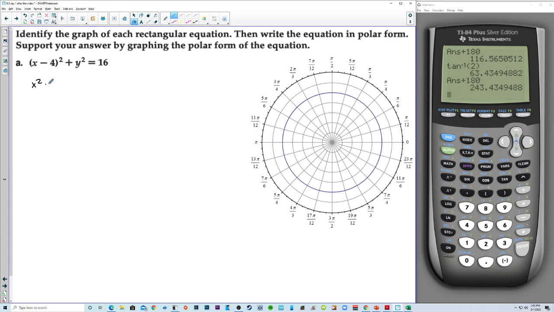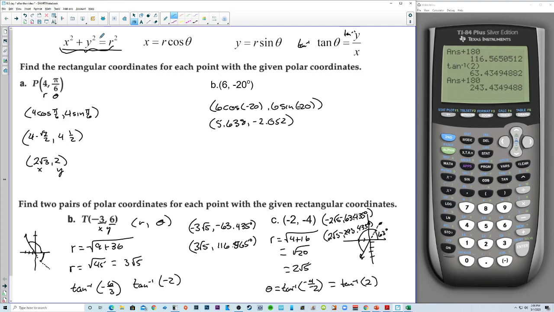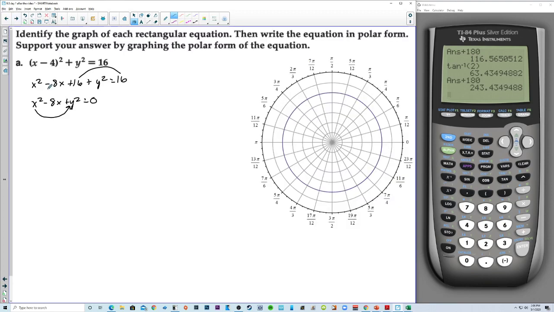x squared minus 8x plus 16 plus y squared is equal to 16. We can subtract 16 from both sides, and we get x squared minus 8x plus y squared is equal to 0. Well, x squared plus y squared, if we look back at our toolbox, we have that relationship right there. x squared plus y squared is r squared. So we can turn those two into r squared, and we can add the 8x over.